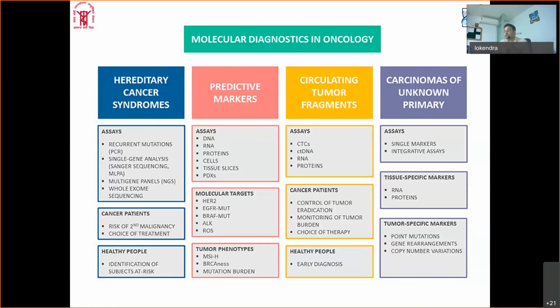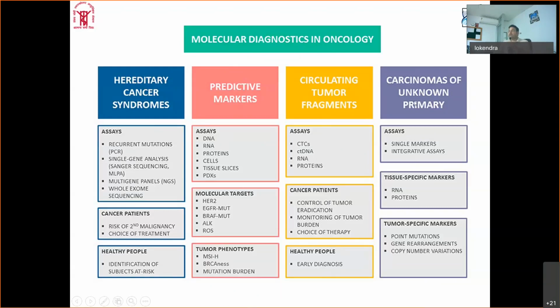DNA, RNA, and protein. In case of cancer patients, these allow control of tumor eradication, monitoring of tumor burden, and choice of therapy. So these circulating tumor fragments can tell about the patient's disease status in terms of burden and progression. And in terms of certain therapies, these can tell about progression, or can be used for monitoring those things. In healthy people, if these kinds of tests are applied, they can be classified for early diagnosis.